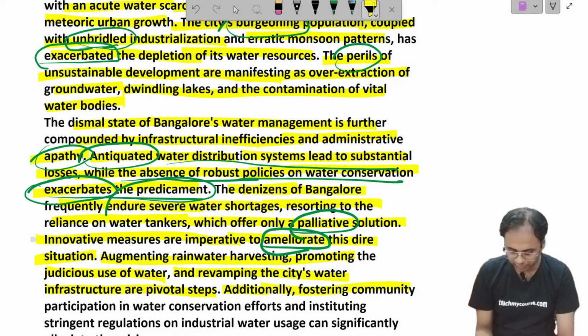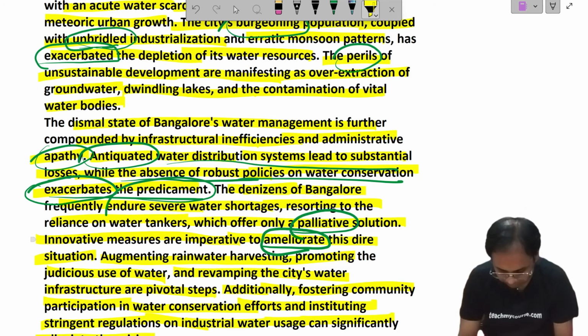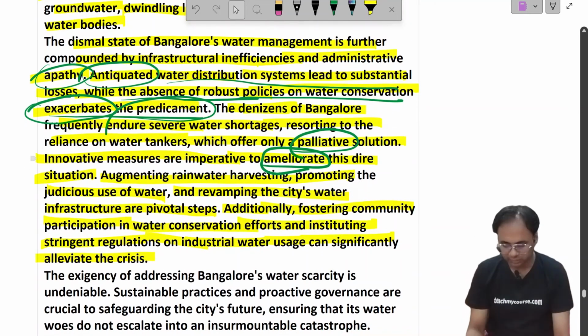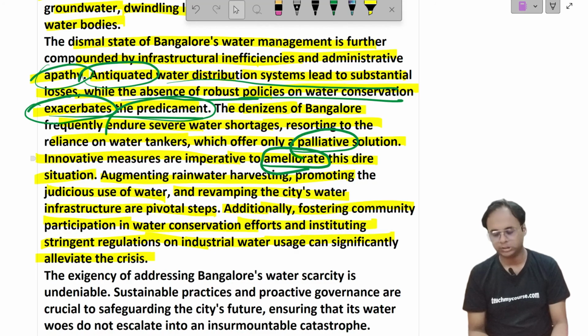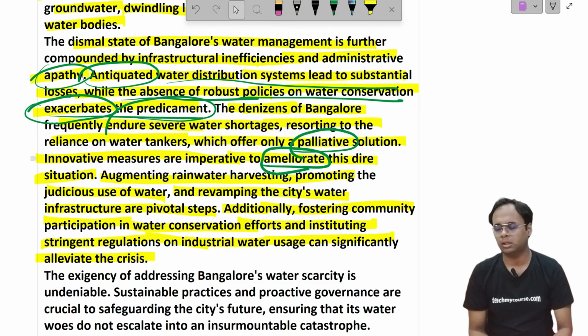Additionally, fostering community participation in water conservation efforts and instituting stringent regulations on industrial water usage can significantly alleviate the crisis. So it says that some sort of community participation should be there in water conservation efforts, and some institutions have to be formed for stringent regulations on industrial water usage. So it says a lot of water wastage is being done in the industry, so there has to be some stringent regulations, some sort of institutionalization of that.